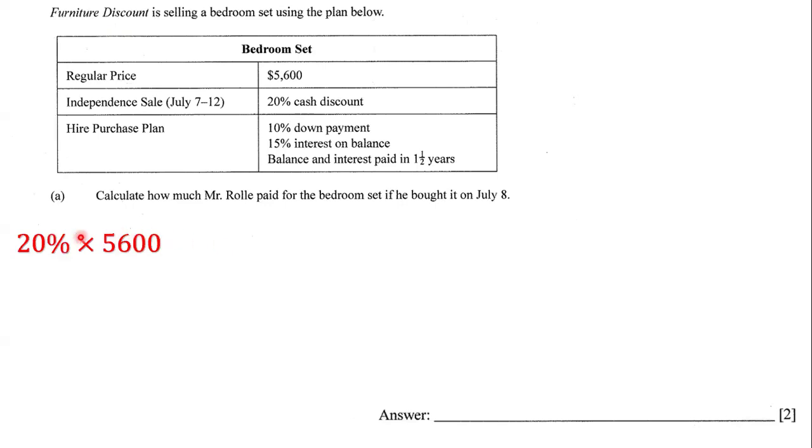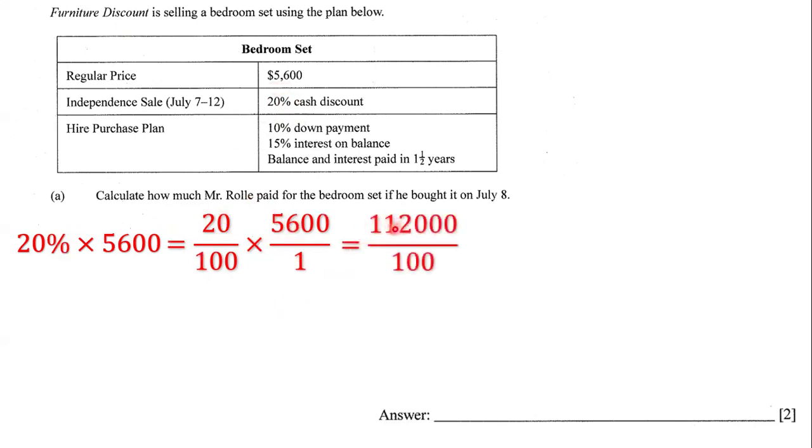And so it's going to be 20% of the cash price, which is 5,600. In order to do that, we express 20% as a fraction, 20 over 100. We multiply it by 5,600 over 1. What is 20 times 5,600? It's going to be 112,000 all over 100. And we divide these two numbers and we get 1,120. That's going to be the amount of the discount.